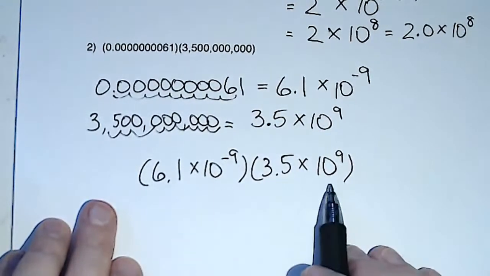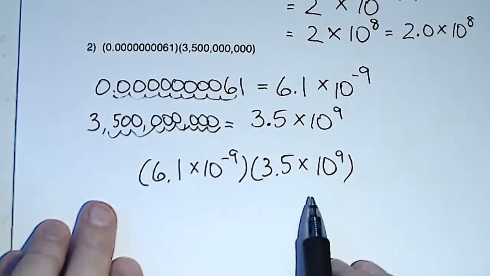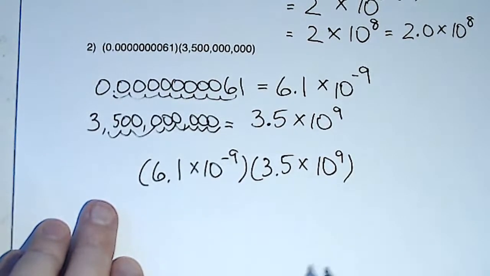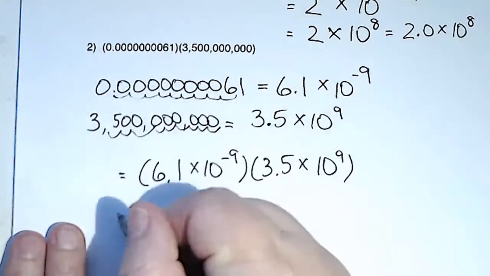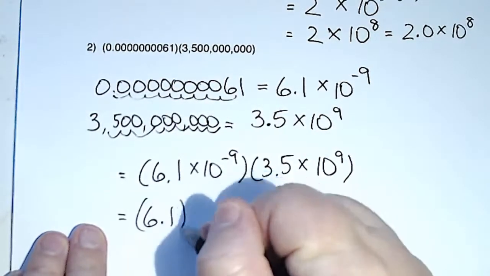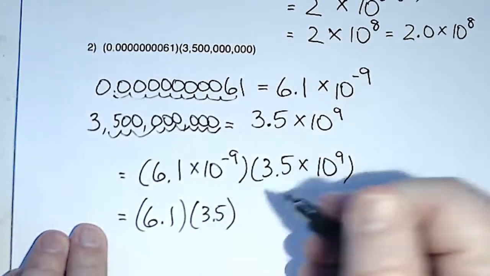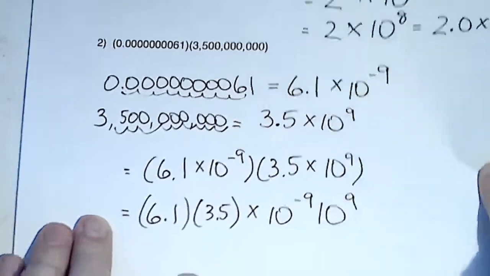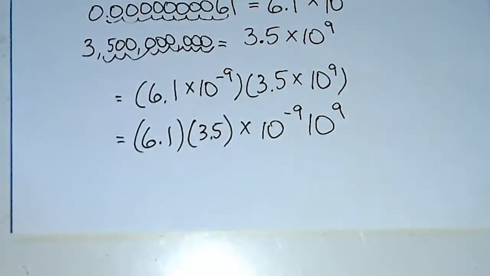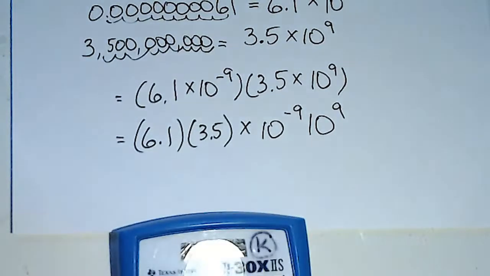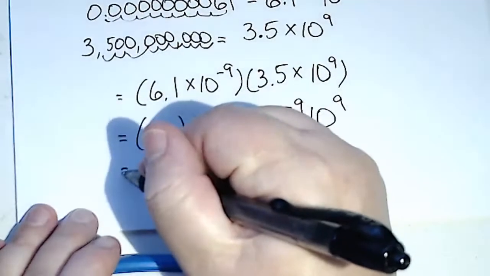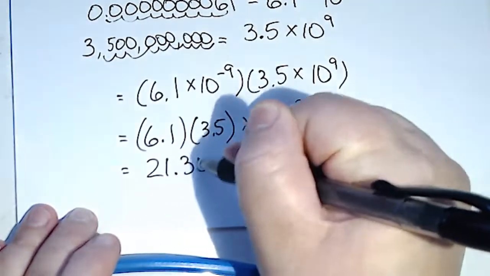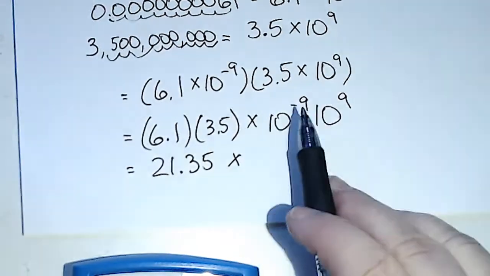So remember that when I'm multiplying things together, I've got the commutative property. Everything can move around and multiply wherever I want it to. So I'm going to multiply the 6.1 and the 3.5 together, and then the 10 to the negative 9 times 10 to the 9th. Okay, I need my handy dandy calculator here because not everything in the world is beautiful. Some things are decimals. Okay, so I get 21.35.